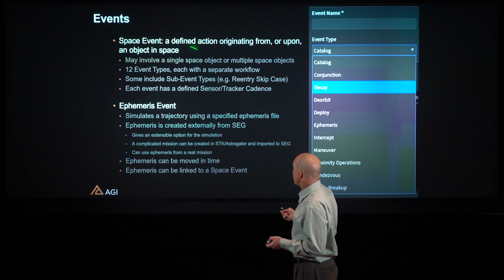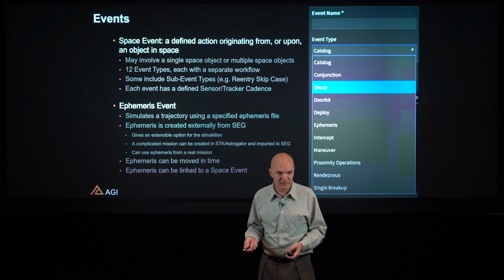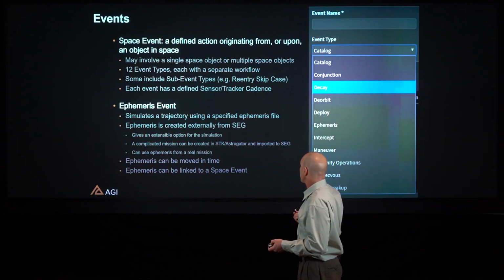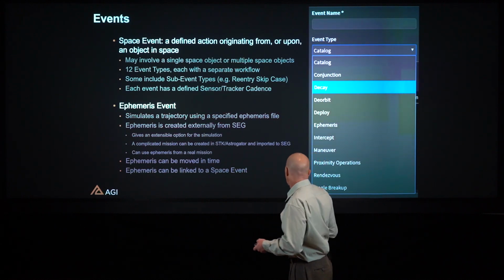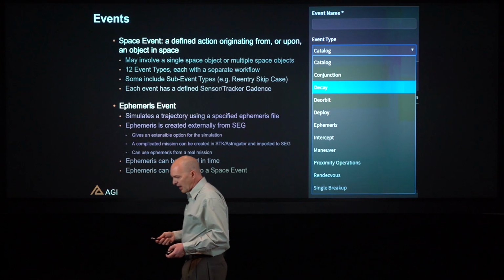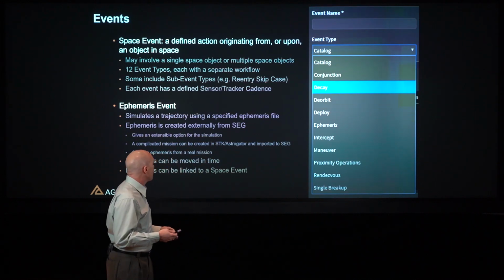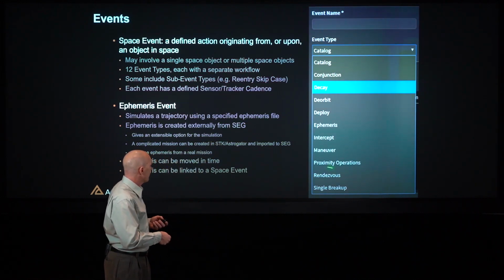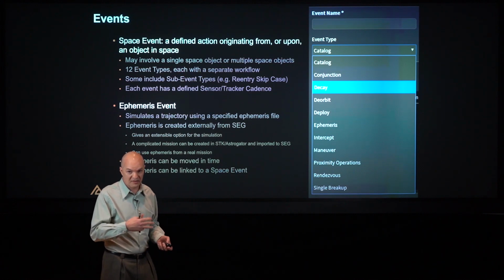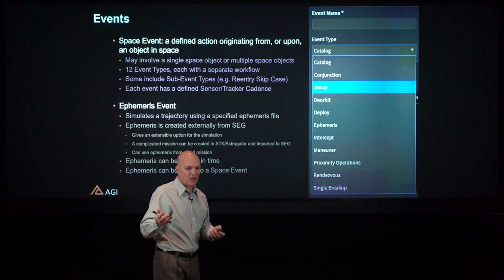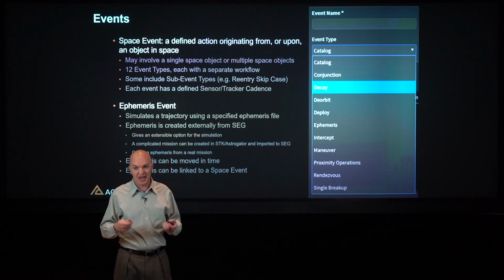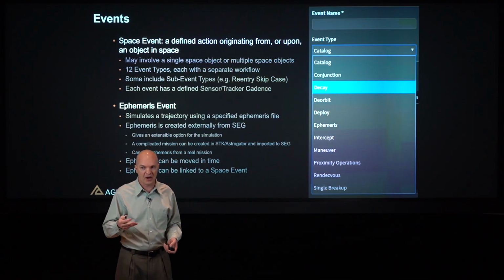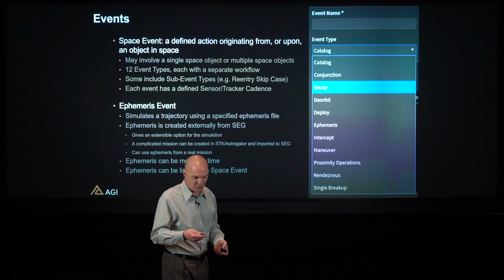So that's a single space object type of event. There are also events that include multiple space objects. In that case, a proximity operations event is where one satellite is going to act on another satellite by going into relative motion around it. And again, SEG computes the maneuvers that are required to achieve this relative motion.